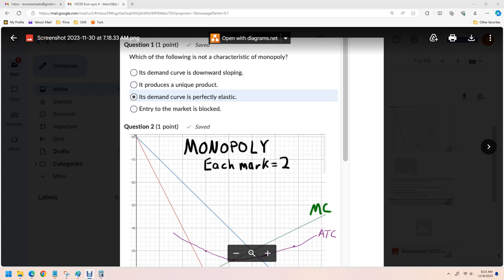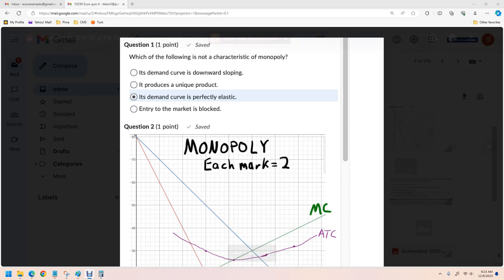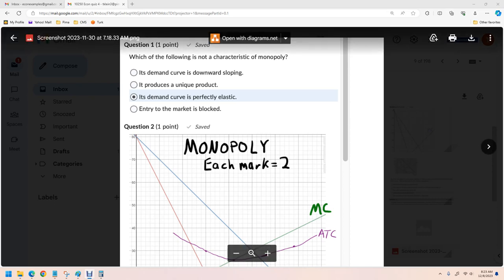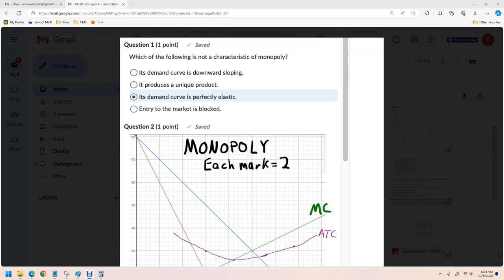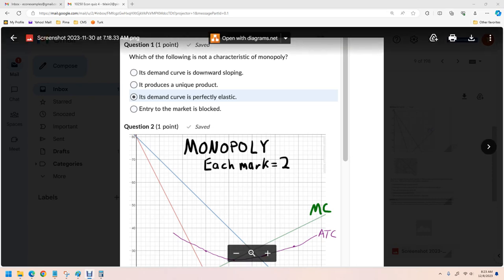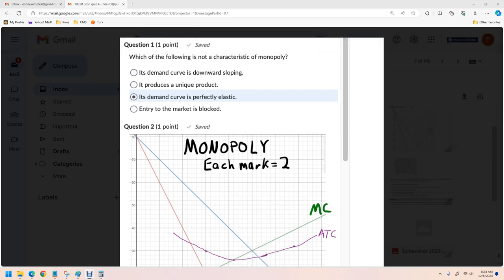Which of the following is not a characteristic of a monopoly? Let's go through which are characteristics. The demand curve is downward sloping. That's true, you can see that on the graph right there. Produces a unique product. Yes, or they wouldn't have a monopoly. Demand curve is perfectly elastic. That's the answer. Perfectly elastic demand is only for perfect competition. So that's what we mean there.